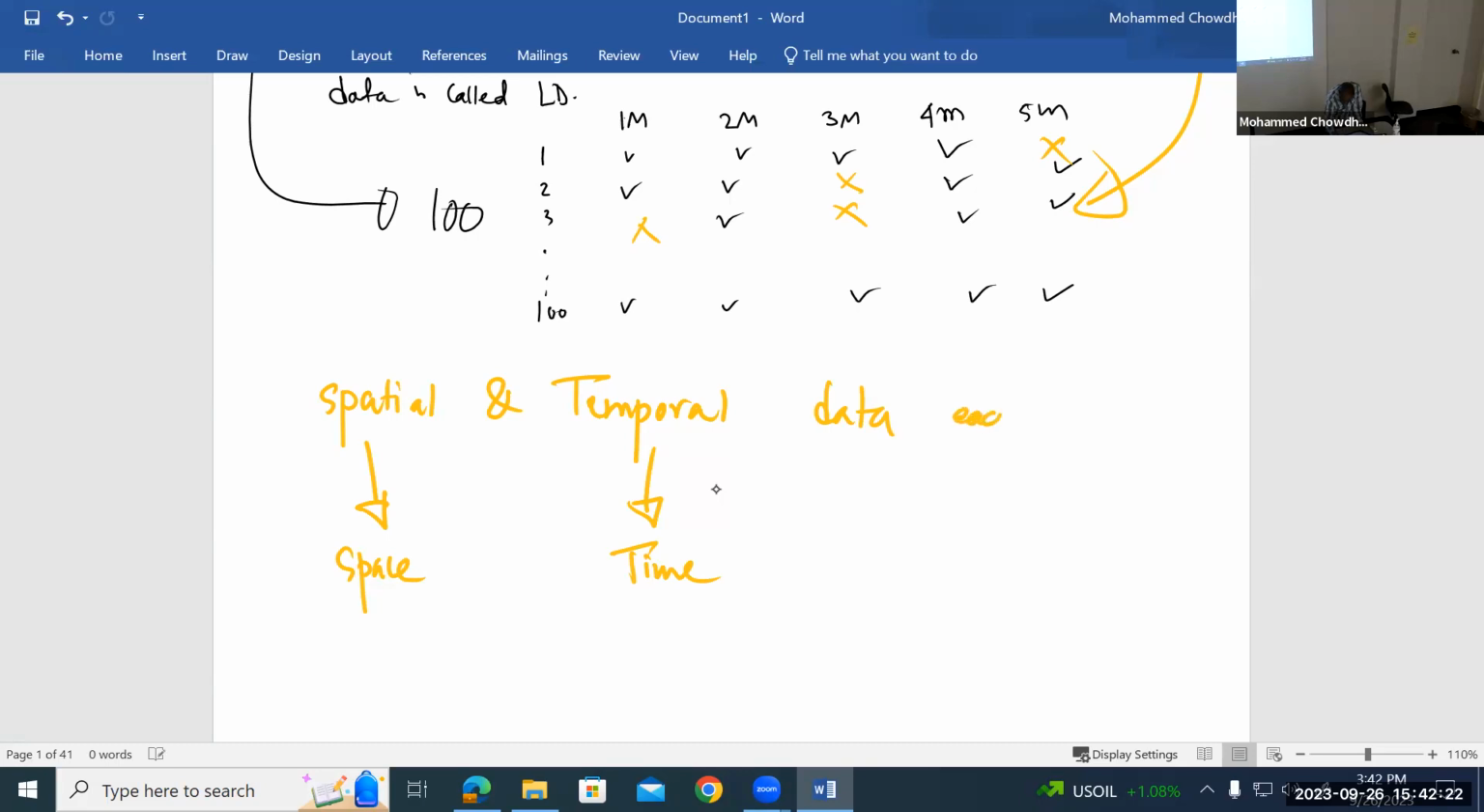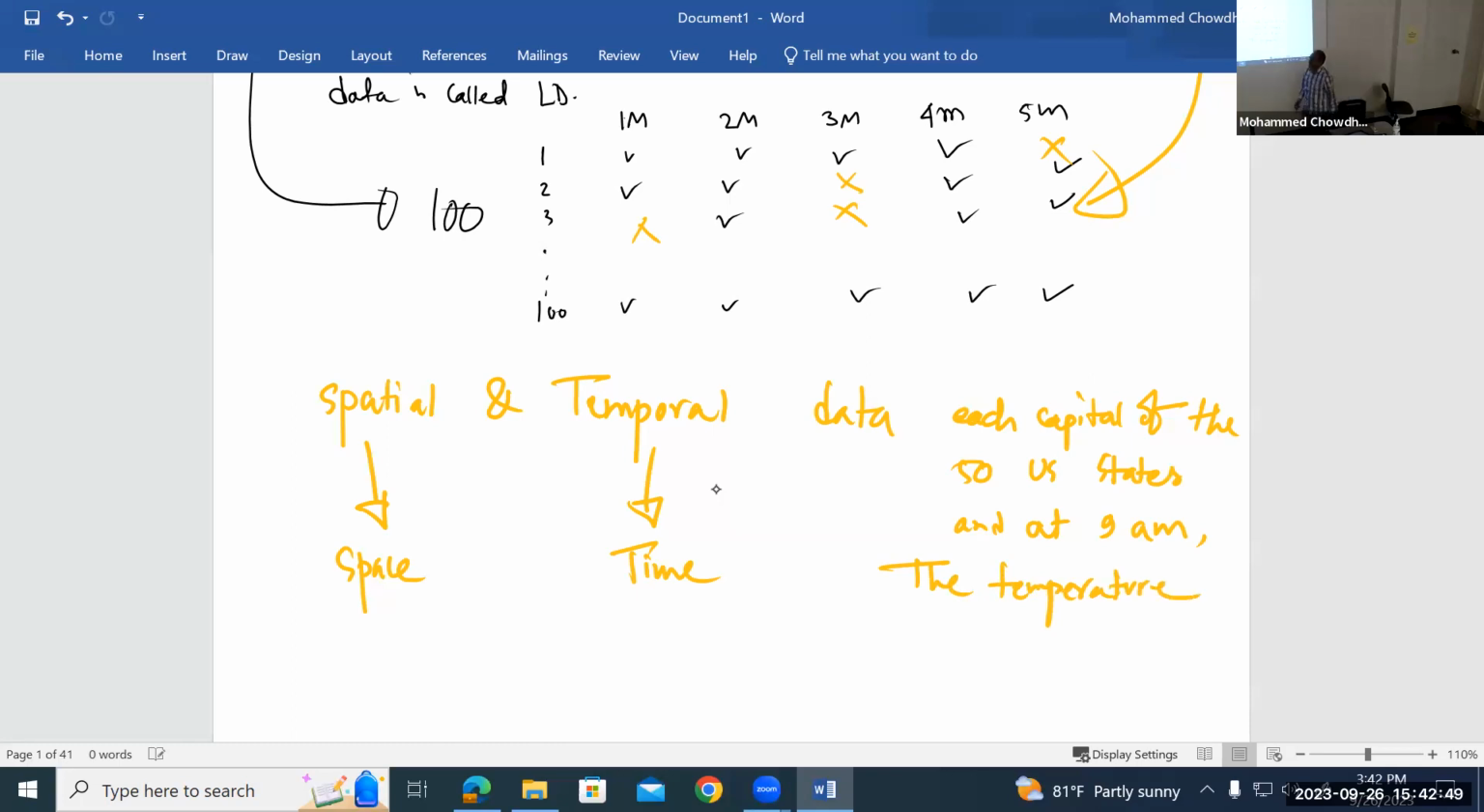So each capital of the 50 US states, and at 9 a.m. the temperature data is taken. Then that data will be called spatial and temporal data. If your data has a space as well as time, then it is called spatial and temporal data. Okay. That is spatial and temporal data.